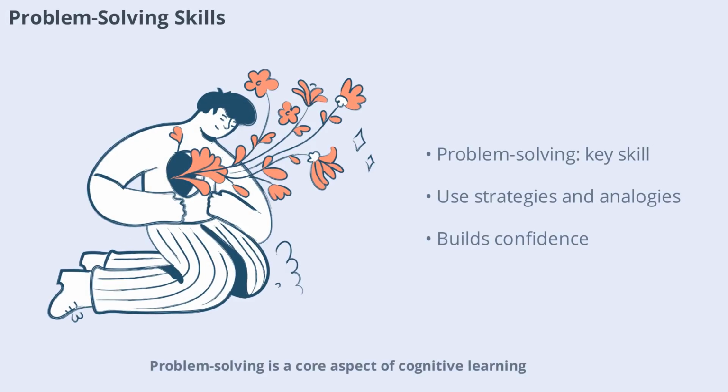Problem-solving is a core aspect of cognitive learning. It involves identifying challenges, generating solutions, and evaluating outcomes. Cognitive theories emphasize the importance of strategies like breaking problems into smaller parts, using analogies, and applying prior knowledge. Developing problem-solving skills helps learners tackle new situations with confidence and creativity.